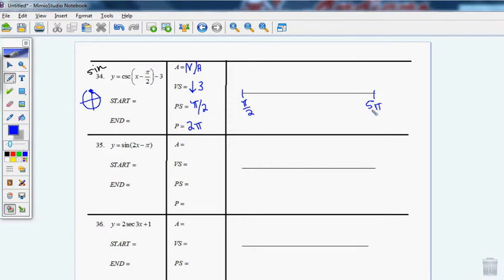Okay, if you don't like what I just said, don't worry. You could always go back to the starting point, which is pi over 2. And you can take that phase shift, which is the starting point, and add the period to it. So if I do that, pi over 2, and add the period, that would be 4 pi over 2. That's going to get you to 5 pi over 2 when you work through your common denominator.